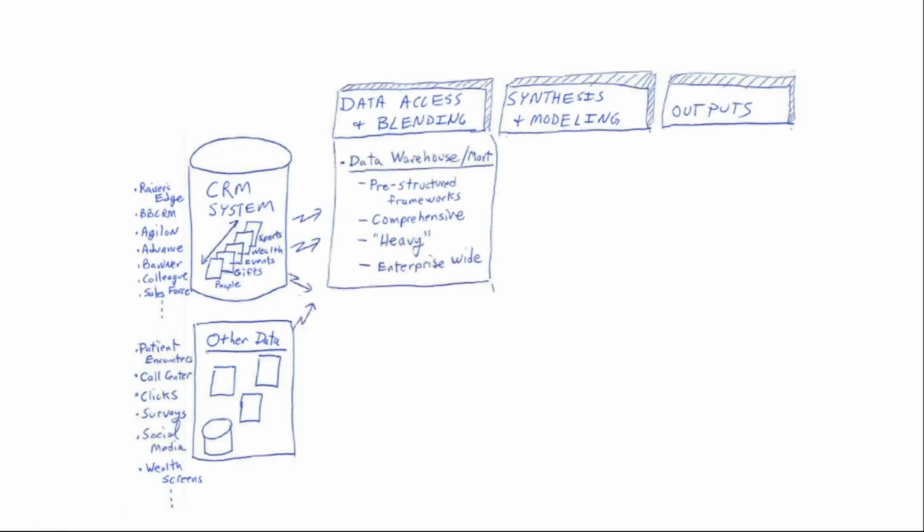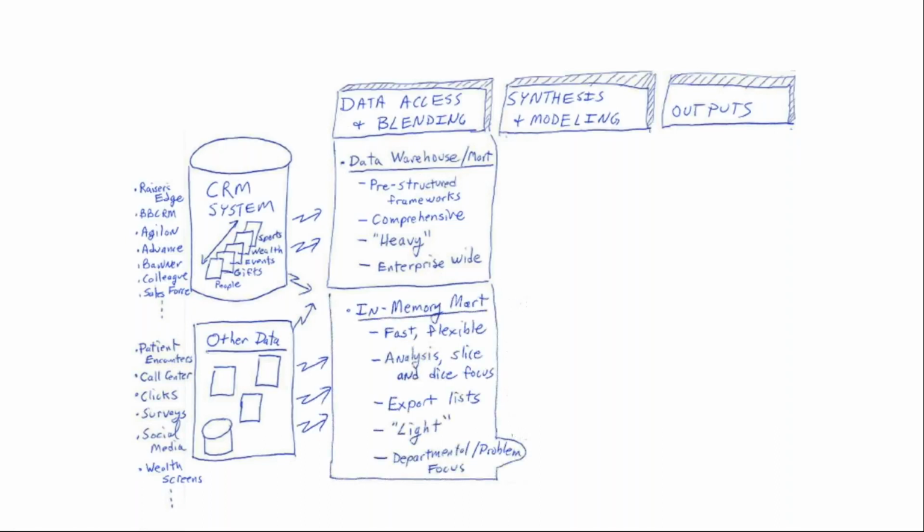So there's two ways to access and blend. One way is just to use the source tables. That's usually a little bit rugged. You usually need to format them somewhere. So a data warehouse does that, and I know a lot of you have that. This is pre-structured frameworks. It's comprehensive. We would call it heavy. It takes a while to put in. It's a lot of pre-structuring. And it's great because it gives you this content that can then be used enterprise-wide in whatever system.